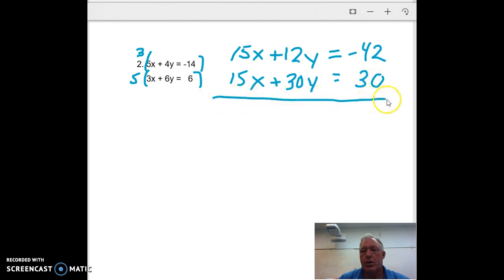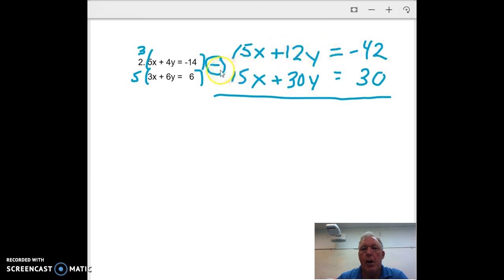In order to use elimination, what was our rule? If the signs are different, then we add. If the signs are the same, we subtract. So in this case, we're going to subtract. 15x minus 15x is 0. 12 minus 30y will be a negative 18y. And then negative 42 minus 30 would be a negative 72.